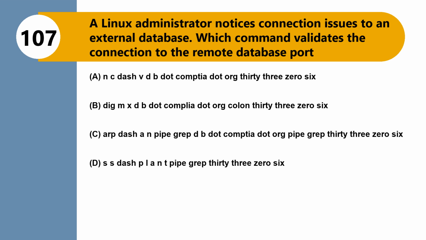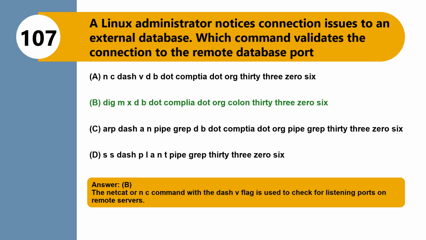nc -vz db.comptia.org 3306. Option B, nc -v db.comptia.org:3306. Option C, arp -an | grep db.comptia.org | grep 3306. Option D, ss -plant | grep 3306. The correct answer is option B, nc -v db.comptia.org:3306. The netcat or nc command with the -v flag is used to check for listening ports on remote servers.